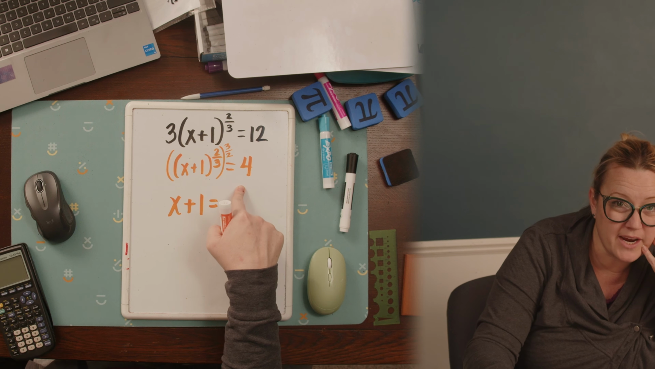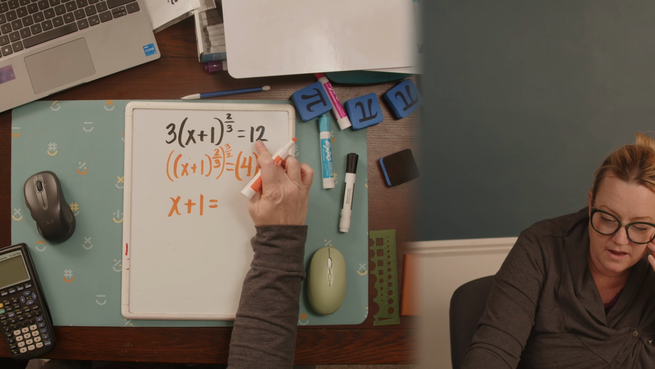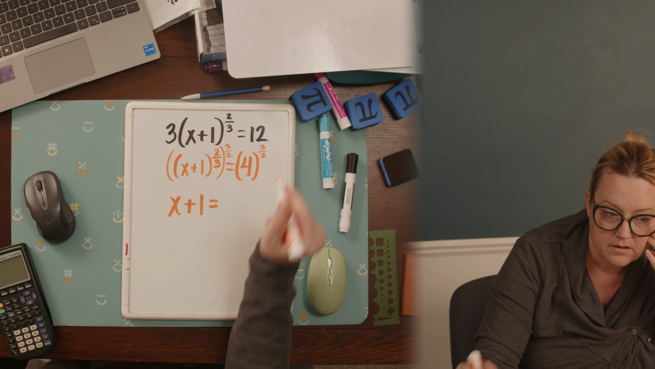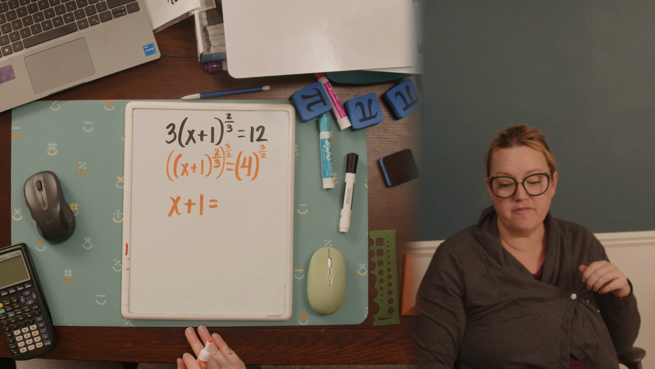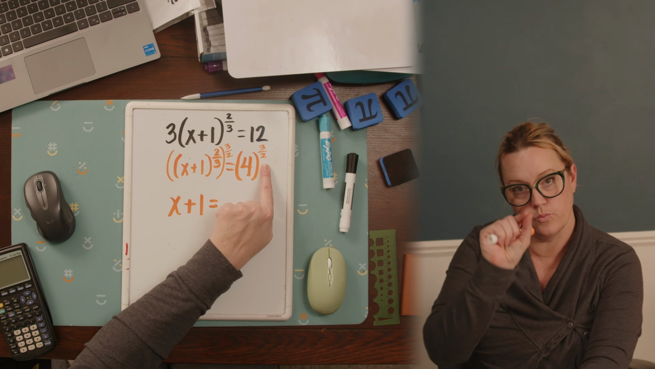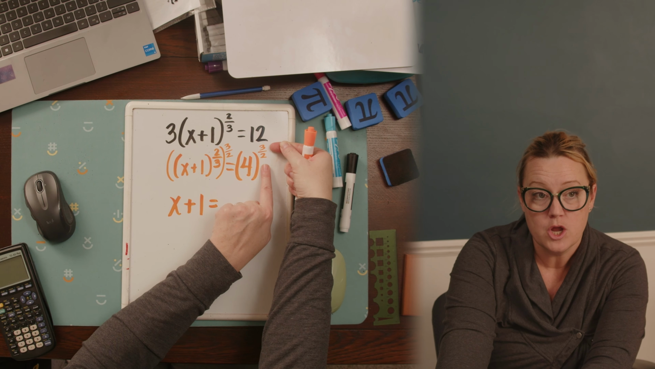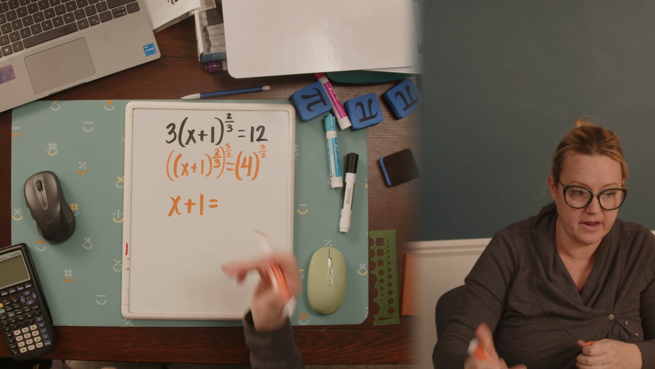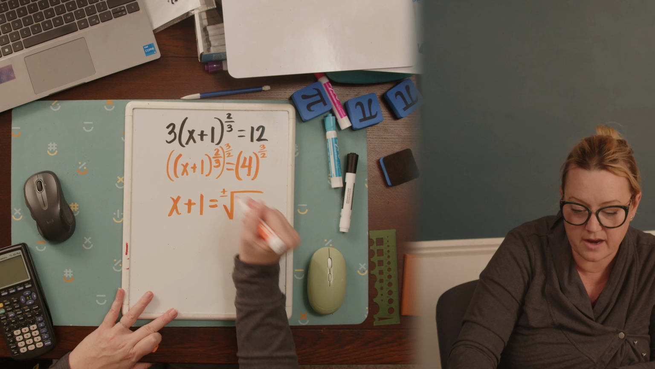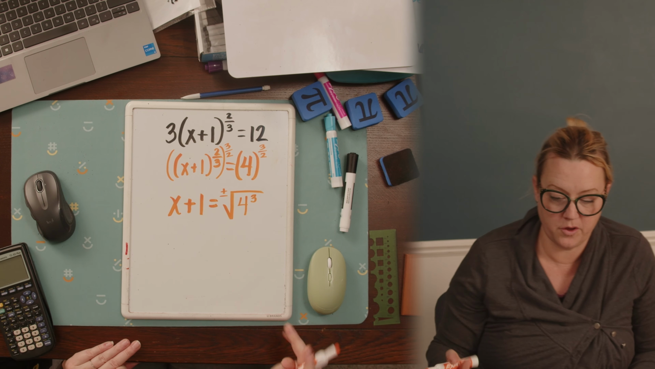Now, over here is where it gets pretty interesting. So we still have to put this to the 3/2 power. Now, when you have a rational exponent like this, the denominator becomes the radical, like the root, and the numerator becomes the power. So this 2 drops down to make this a square root, okay? And remember, plus or minus, right? Plus or minus the square root of 4 to the 3rd.